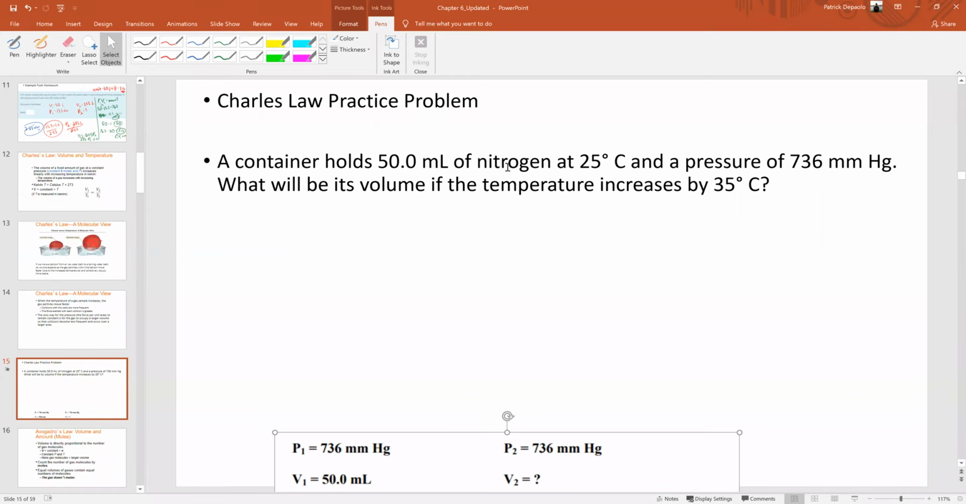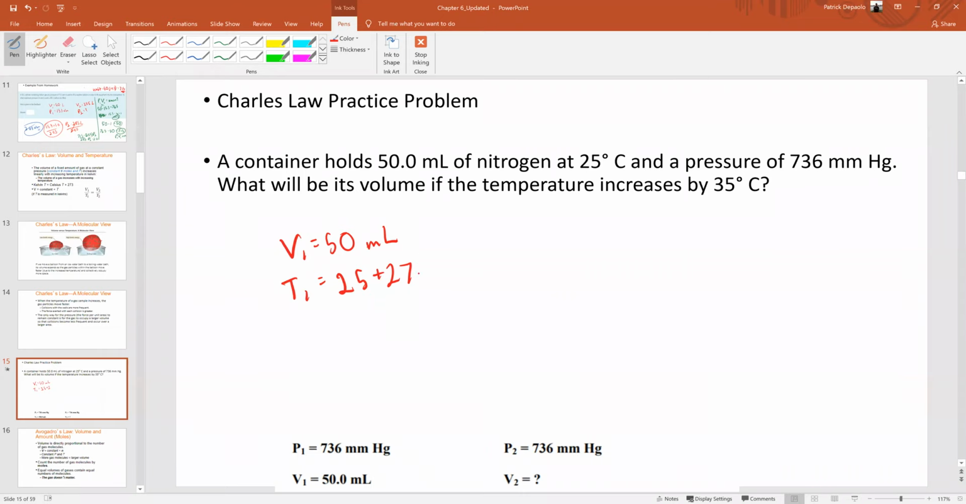Okay, so here's what I mean that they're not going to be as crazy complicated. A container, it doesn't say a cylinder or a pressurized whatever, holds 50 milliliters, so V1 equals 50, of nitrogen at 25 Celsius. So T1 equals 25 plus 273 equals 298 Kelvin. And you notice that immediately with a Celsius temperature, I converted it to Kelvin. Always do that. If you're on an exam and you're freaking out, you're just going to randomly write down things if you have test anxiety, like I do. But if every time you see Celsius or Fahrenheit you always convert it to Kelvin immediately, you can use that number once it comes time to calculate.